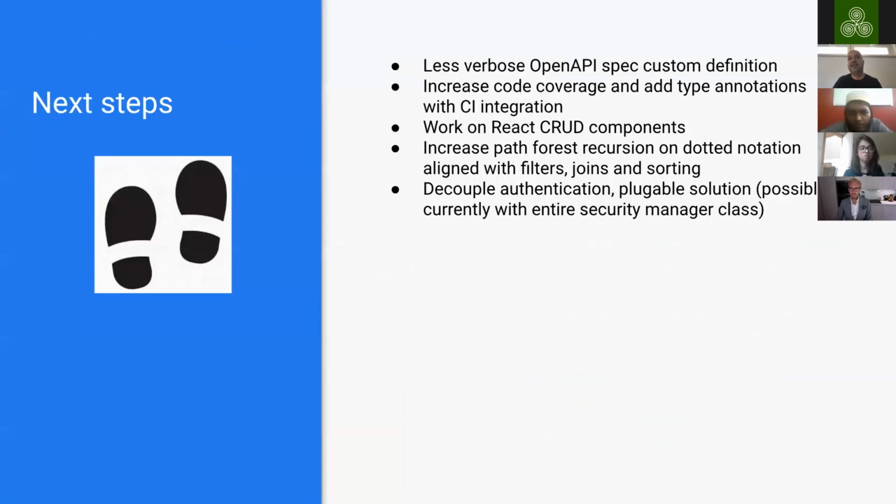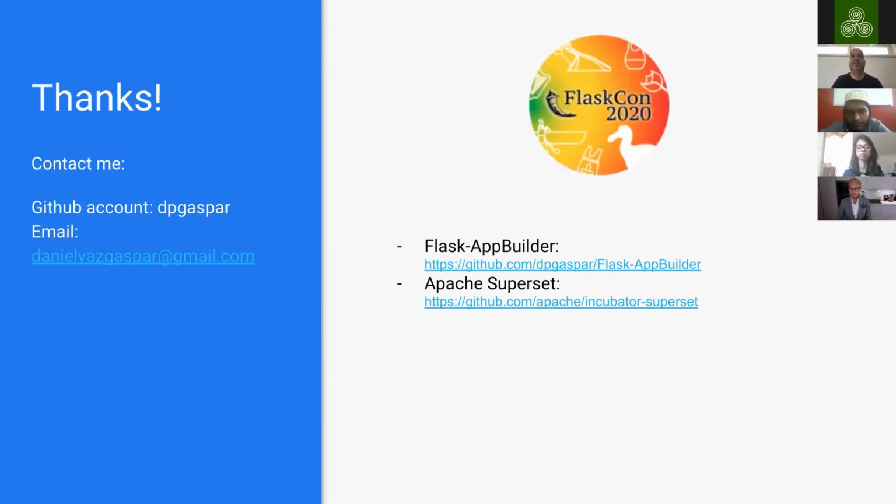And that's it. Next steps: a less verbose OpenAPI spec, increase the path forest recursion for the magical joins on Flask-Appbuilder, and work on the React generic components. I think there's a lot of value there. I would also like to decouple the authentication out of Flask-Appbuilder and make it more pluggable, and other GitHub repos and lots more, but these are the main things.